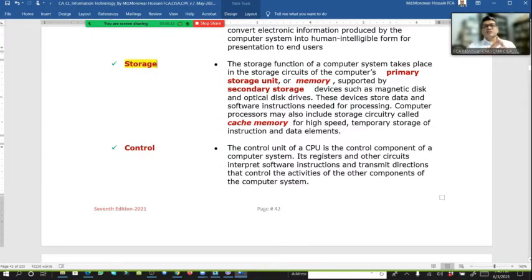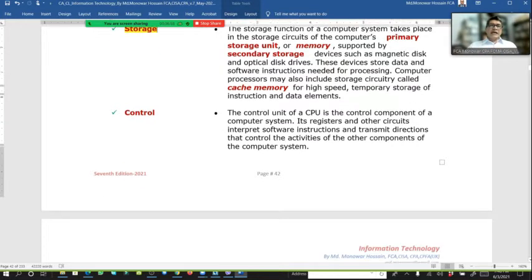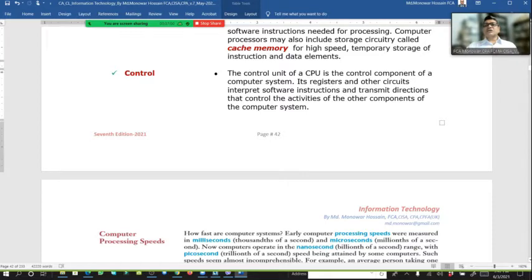the storage function of a computer system takes place in the storage circuits of the computer's primary storage unit. That we can also say is memory, and it is supported by the secondary storage that we have seen. And control: the CPU is the control component of a computer system. Its registers and circuits interpret software instructions and transmit directions that control the activities of the other components of the computer system.